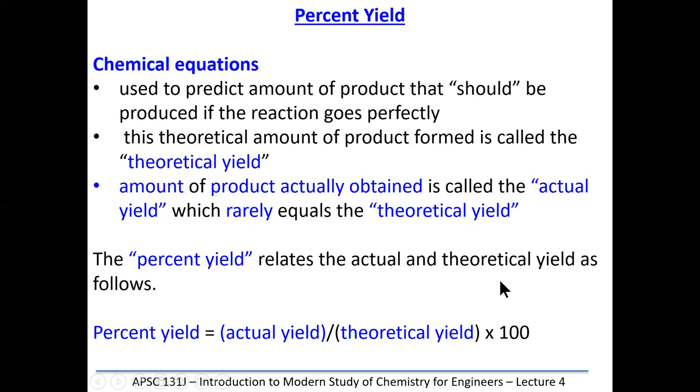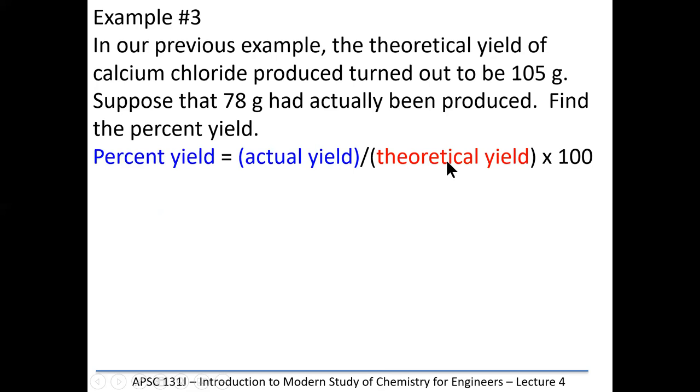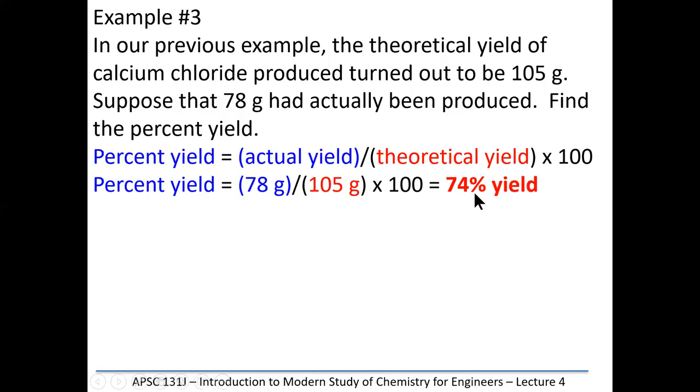So here's our next example. Again, in calcium chloride, we talked about the 105 grams it was supposed to produce theoretically. Suppose you only got 78 grams that actually was made. Well, percentage yield would simply be the 78 grams, the actual amount, divided by the theoretical amount, which is what we calculated, and we get a 74% yield. And that's how we calculate percentage yield.